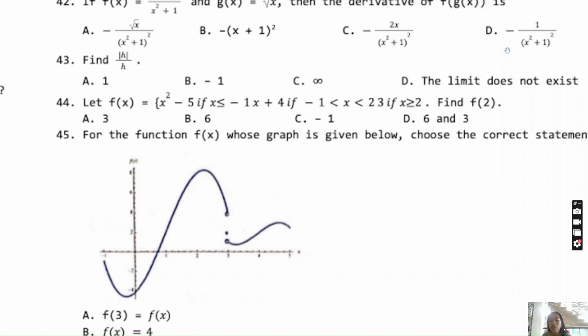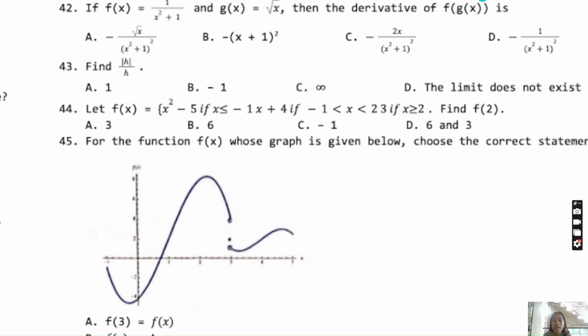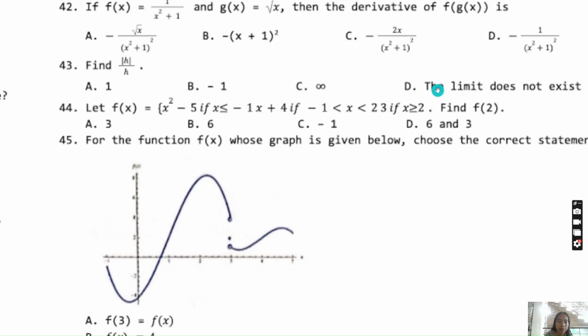Because using the chain rule of composite functions, differentiate the outer function, then multiply by the derivative of the inner function. That is why our answer is letter D. This is a composite function. That's why we must use the chain rule.